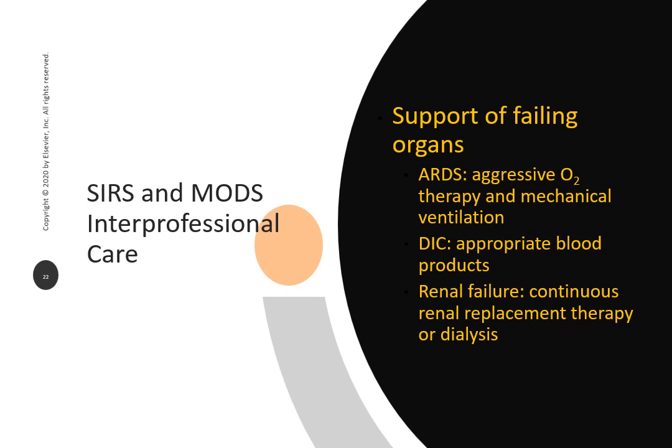DIC should be treated appropriately with blood products. Renal failure may require dialysis. Continuous renal replacement therapy is better tolerated than hemodialysis, especially in a patient with hemodynamic instability. A final consideration may be that further interventions are futile. It's important that the healthcare team talk with the patient and caregivers about realistic goals and likely outcomes for the patient with MODS. Withdrawal of life support and starting end-of-life care may be the best options for the patient.